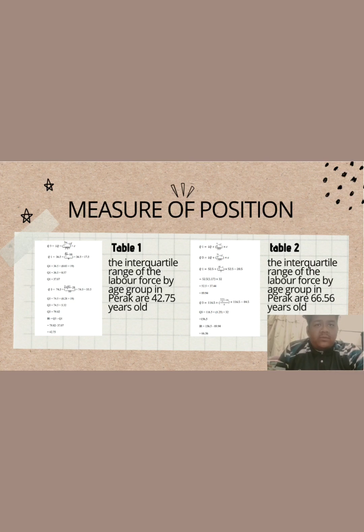From table 2, the value of quartile 3 is 156.5 and the value of quartile 1 is 89.94, and then we get the interquartile range, Q3 minus Q1, equal to 66.56.